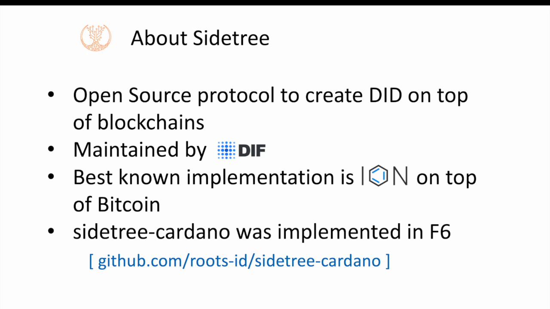So there's a well-known implementation that is called ION. That one is on top of Bitcoin. And if you heard, the Web5 thing is based on ION. There are also implementations for Ethereum like Element. In Fund 6, we received funding for one of our projects, and in that project we implemented Sidetree on top of Cardano, and we call it Sidetree Cardano. You can find all the code that is open source on this repo.